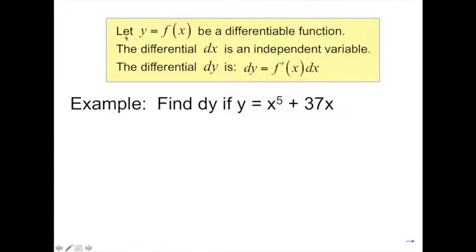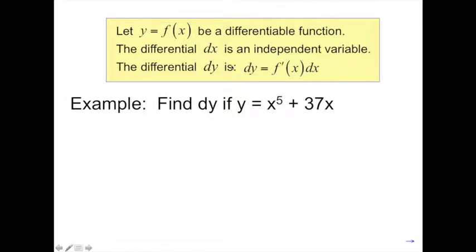Let's try this one. Let y equal a differentiable function, f of x, and the differential dx is the independent variable. So think about y equals f of x, right? X is the independent variable, and then y depends upon the value of x. So the differential dy is just the derivative times dx.